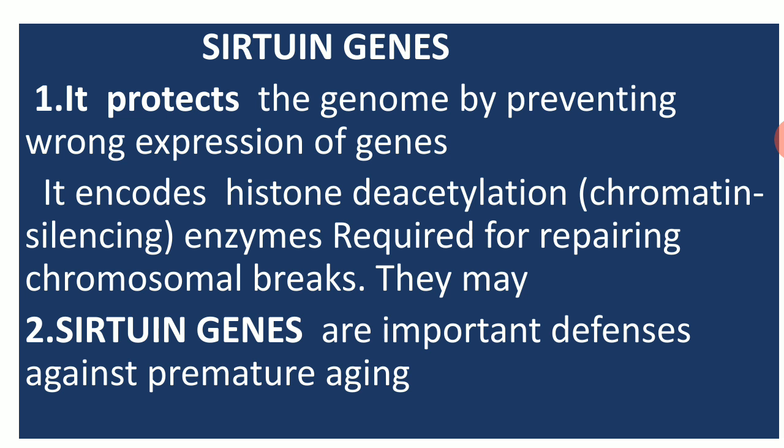Sirtuin genes. It protects the genome by preventing wrong expression of the genes. It encodes histone deacetylation enzyme. As we know, deacetylation of histone means inactivation, and it is required for repairing chromosomal breaks. Sirtuin genes are important defenses against premature aging also. So sirtuin genes have some functions in preventing wrong expression of the genes, and these are against the premature aging.